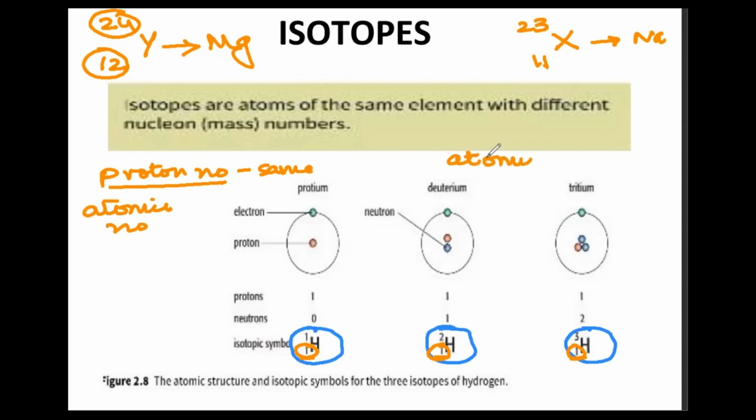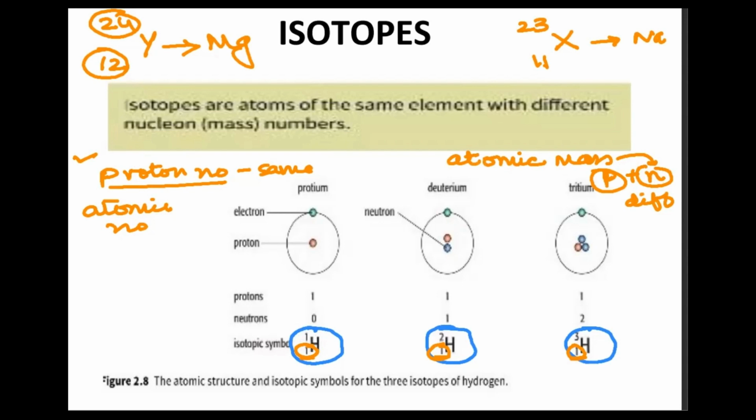The atomic mass का different होने का मतलब क्या है? The atomic mass is basically the sum of protons and neutrons. So proton is same as we have already said. So what is making the atomic mass different? So basically they're going to have a different neutron number.